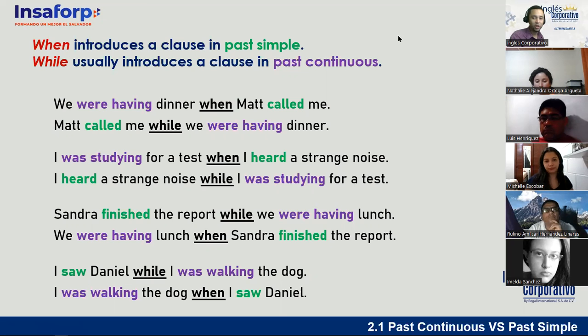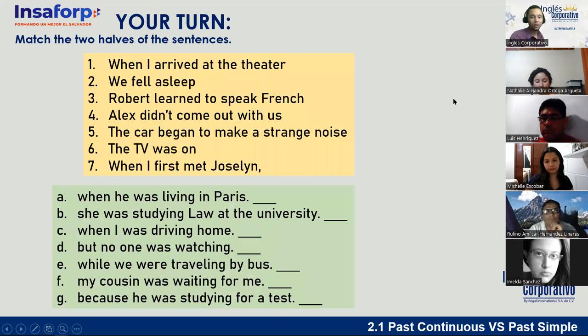There's an exercise right here that we need to do. Okay. This is your turn. Match the two halves of the sentences. You say, for example, when I arrived at the theater, number two goes, we fell asleep. Number three is, Robert learned to speak French. Number four, Alex didn't come out with us. Number five, the car began to make a strange noise. Number six, the TV was on. And number seven, when I first met Jocelyn. Now you need to match the two parts of the sentences.